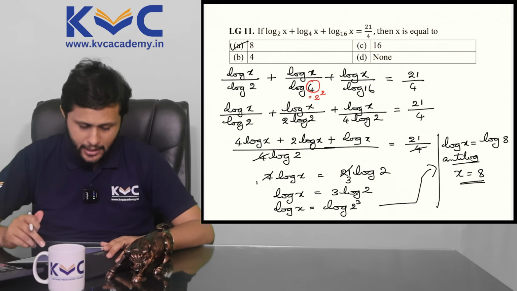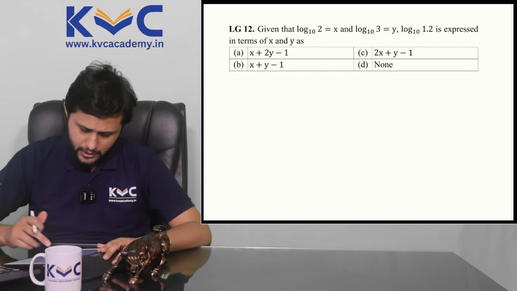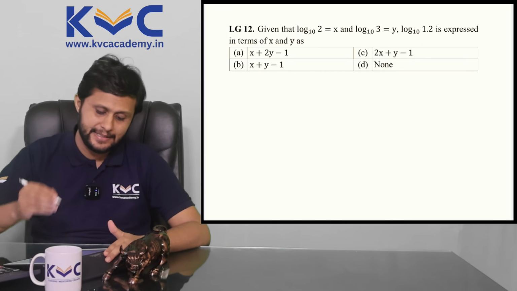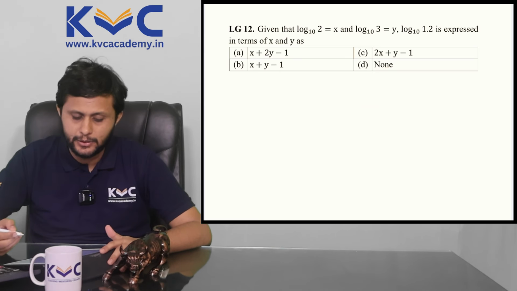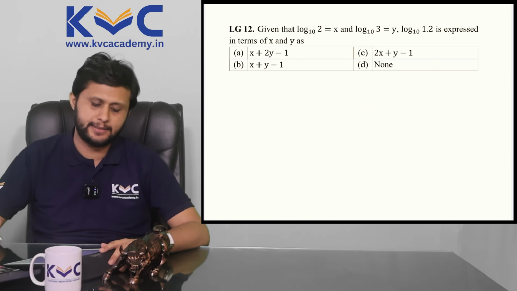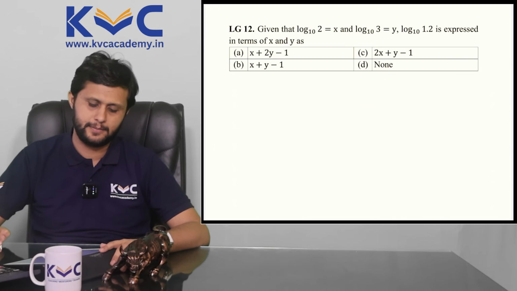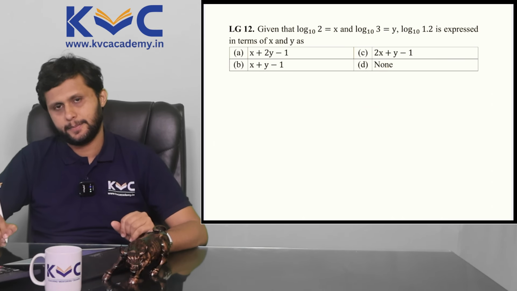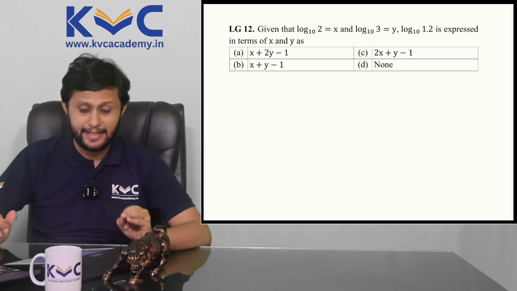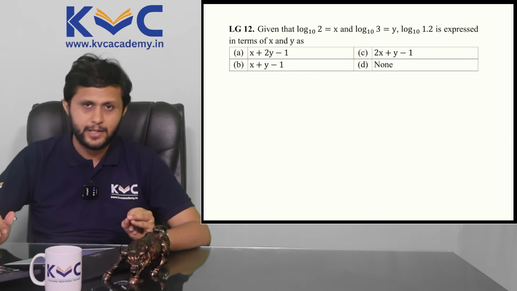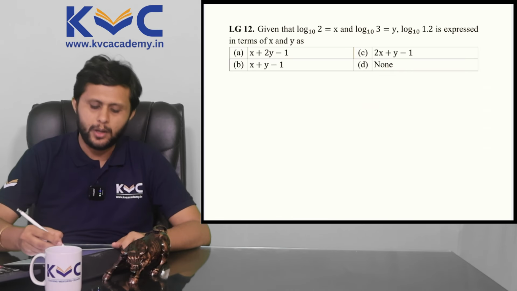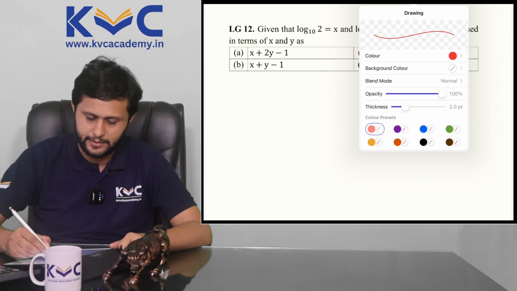We'll move on to the next question, question number 12. Log 2 to the base 10 is equal to x. Log 3 to the base 10 is equal to y. Log 1.2 to the base 10 can be expressed as which option? There are two ways to solve it. One, the right way, with proper steps. Second, where I use a shortcut method. First, I'll go by the shortcut method to just show you how we can think differently and solve this.